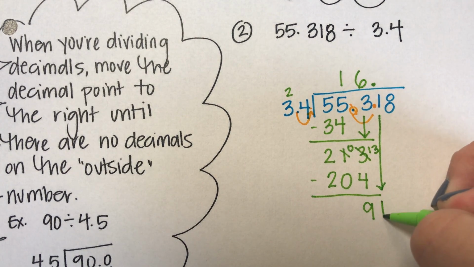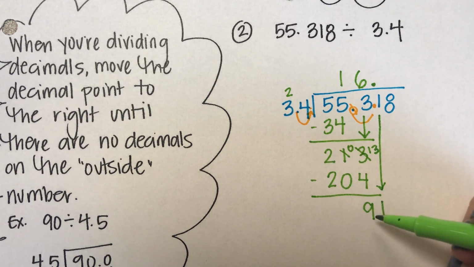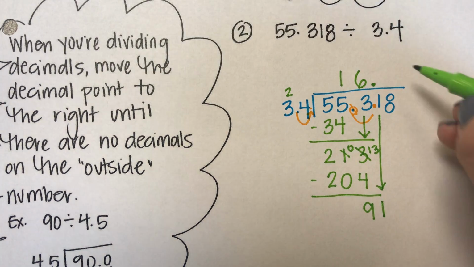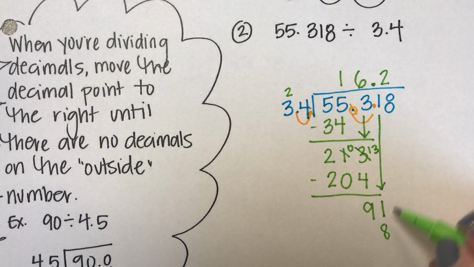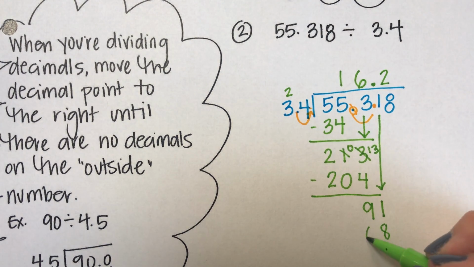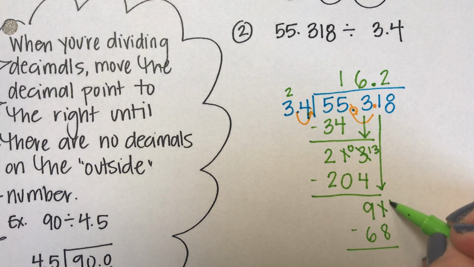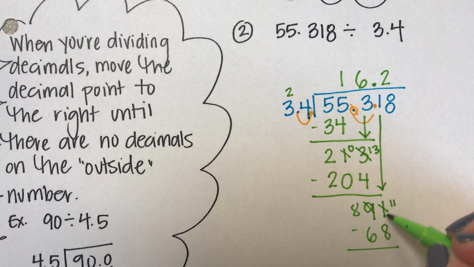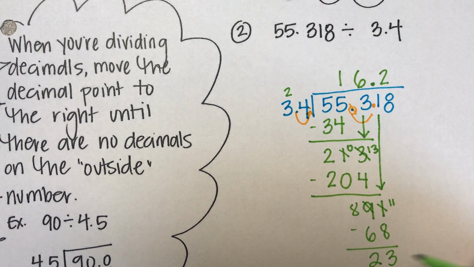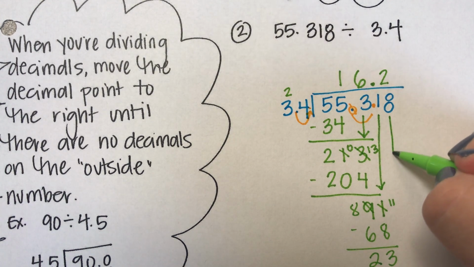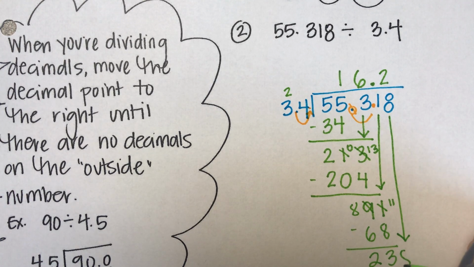this number 1. So how many times do I think 34 can go into 91? Twice. 2 times 4 is 8. 2 times 3 is 6. 11 minus 8 is 3. 8 minus 6 is 2. And then one more, bring down that 8.